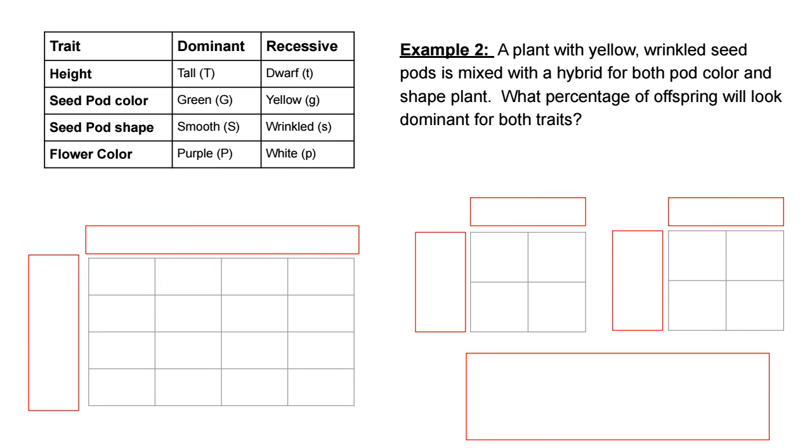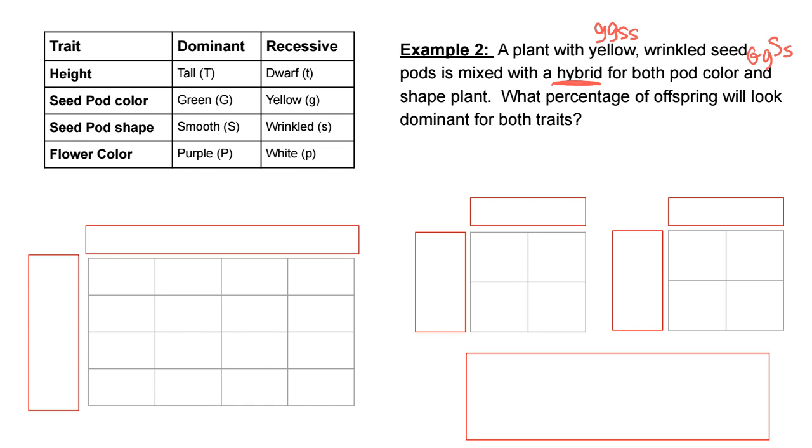Okay, so I've got plants again. This time I have a plant that is yellow, so that's little g, with wrinkled seed pods. Wrinkled is recessive, so little s. And then it's mixed with a hybrid. Remember, hybrid is heterozygous. So a hybrid for pod color, so big G, little g, and for shape, so big S, little s.